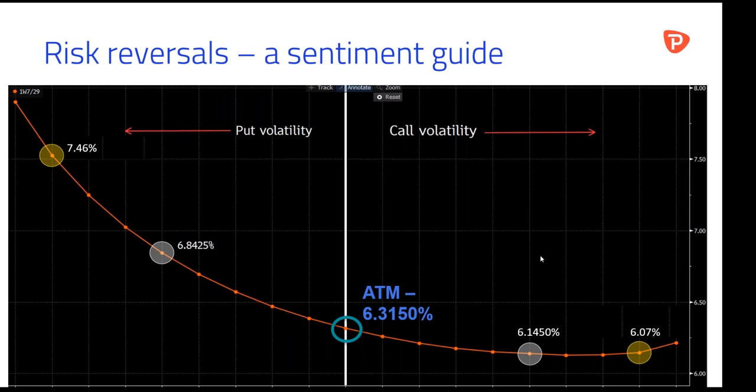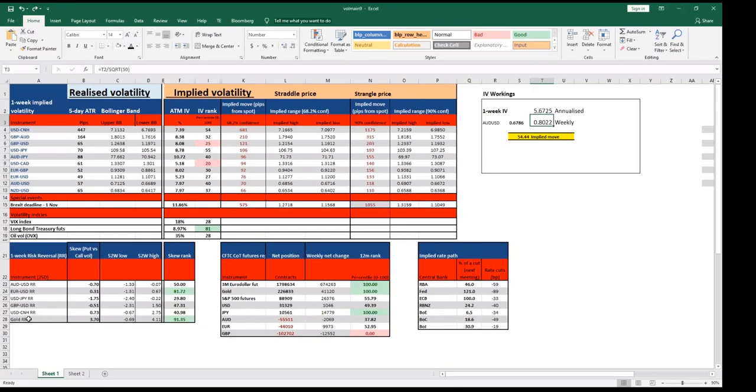And gold's a really interesting one now, because if you were to look at the risk reversals in gold, you can see here on my spreadsheet, they're at 3.7%. So call volatility is significantly more expensive than put volatility. In fact, if we skew rank that from the implied volatility rank, that's at the 91st percentile. So the market has been paying for call volatility.